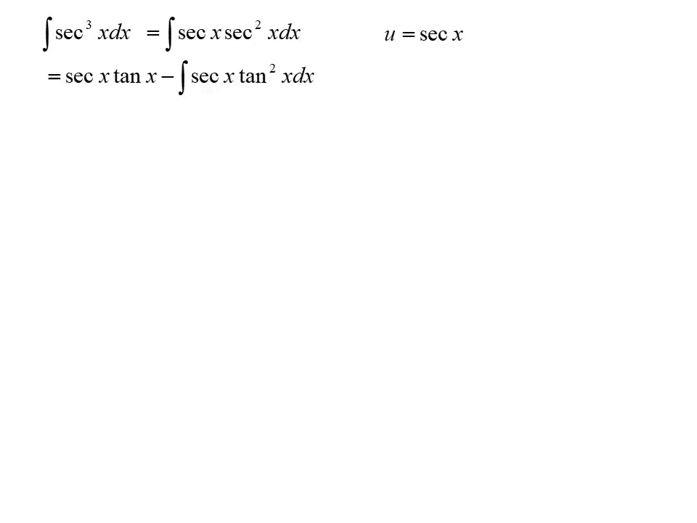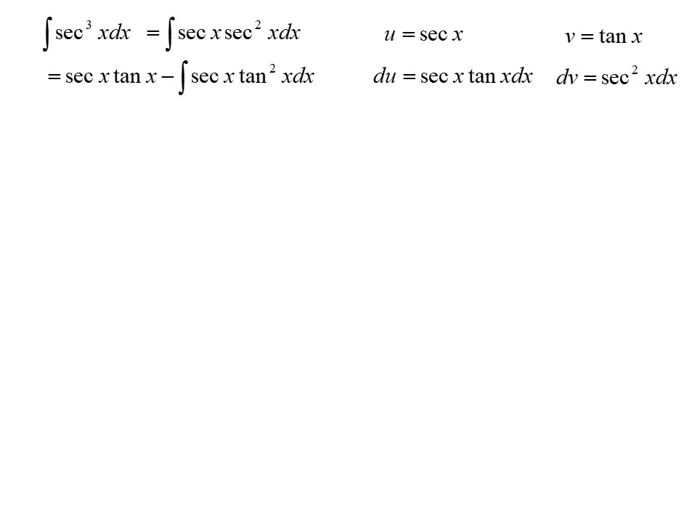Sec cubed, I will split it into two things, sec and sec squared. But this time I'm going to use integration by parts. u is going to be sec x, something I can differentiate. So du will be sec tan. dv will be sec squared, something I can integrate. It becomes tan. That's uv minus the integral of v du.